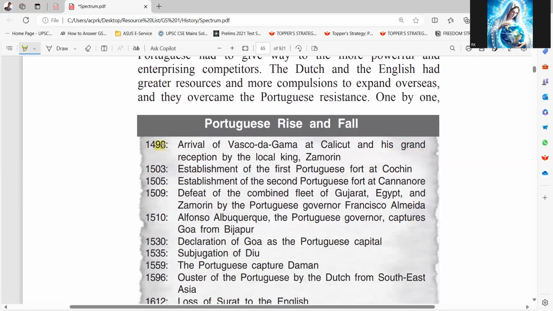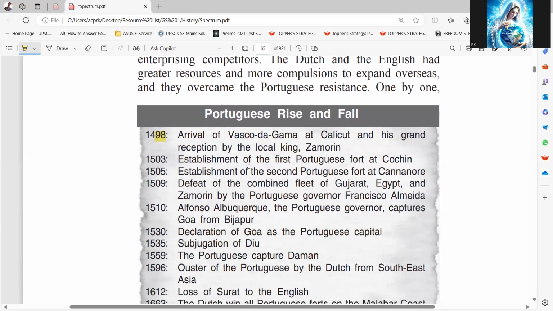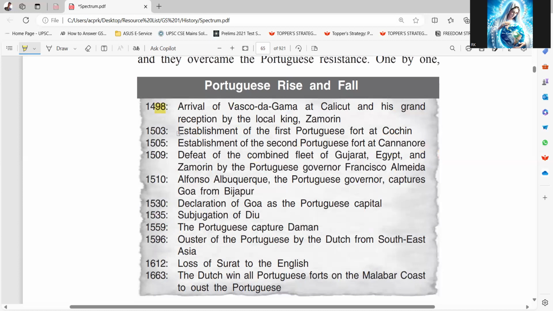In 1498, arrival of Vasco da Gama at Calicut and his grand reception by the local king Zamorin. In 1503, establishment of the first Portuguese fort at Cochin.